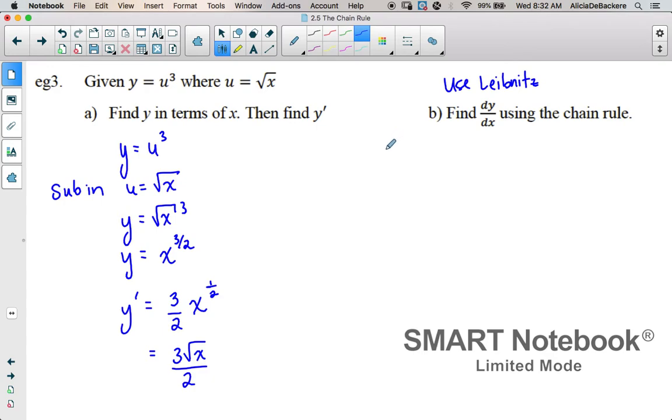In part B here, we're going to use the Leibniz rule. So I'm just going to rewrite it here so that we remember. The Leibniz rule is dy/dx is equal to, just take the derivative of y in terms of u and multiply it by the derivative of u in terms of x.